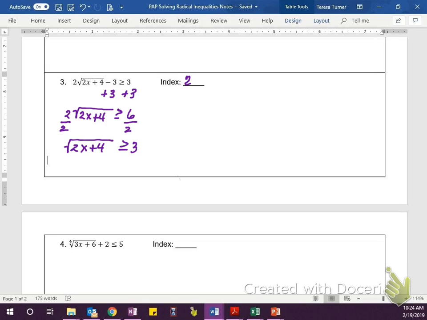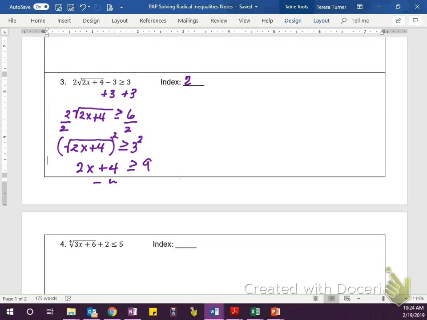So the index is 2, so what do we do to both sides? If it's a square root, what do we do to both sides? Square both sides. The square root and the squaring, those are inverse operations, so they cancel out. We get 2x plus 4 is greater than or equal to 9. And then we finish solving it.